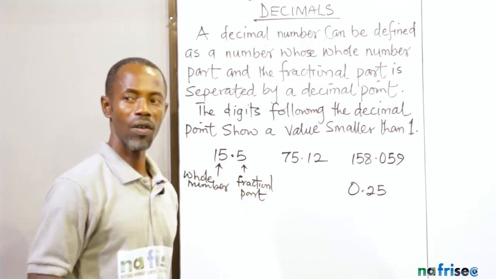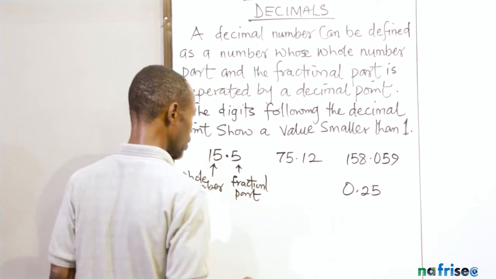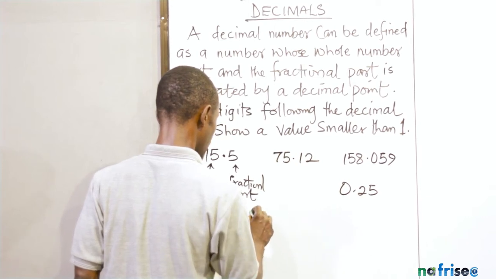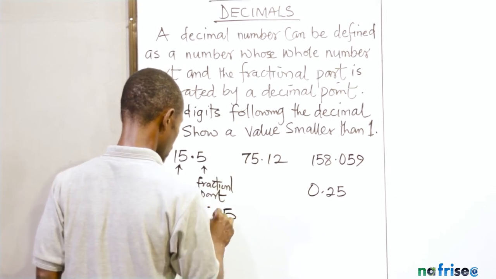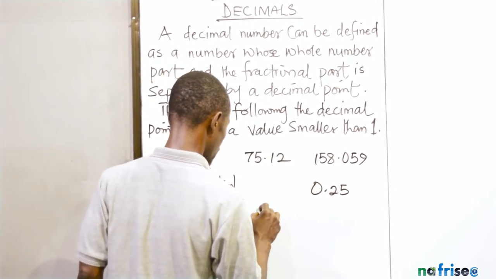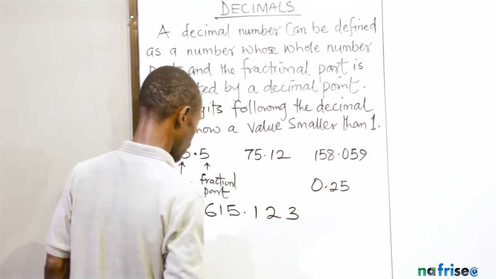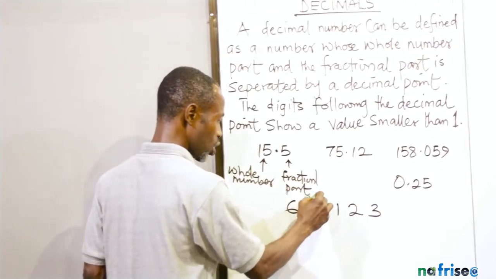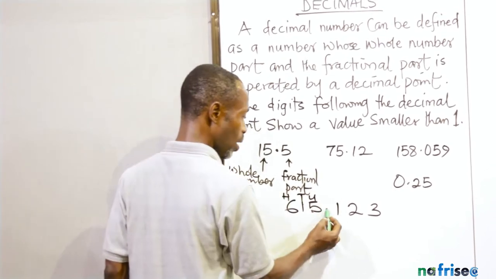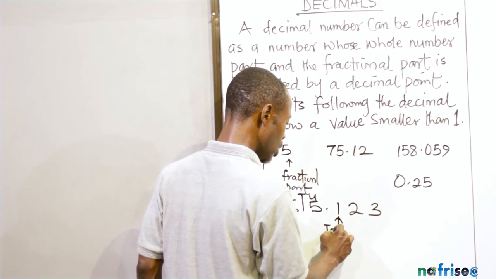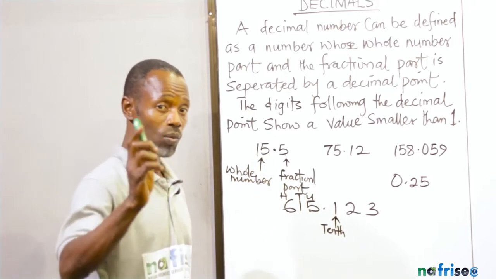What we're saying is this. After the decimal point, it is assumed to be tenths. Let me take a good example. Let's say 6 point, let's say we have 1, 2, and 3. Now, do you know what this is? This is your unit. This is your tens. This is your 100. Now, after the decimal point, this number you have here, we call it tenths. It's 1 over 10, less than 1.